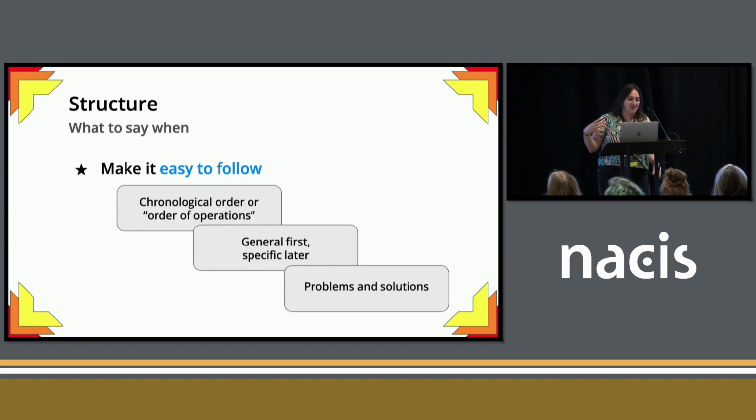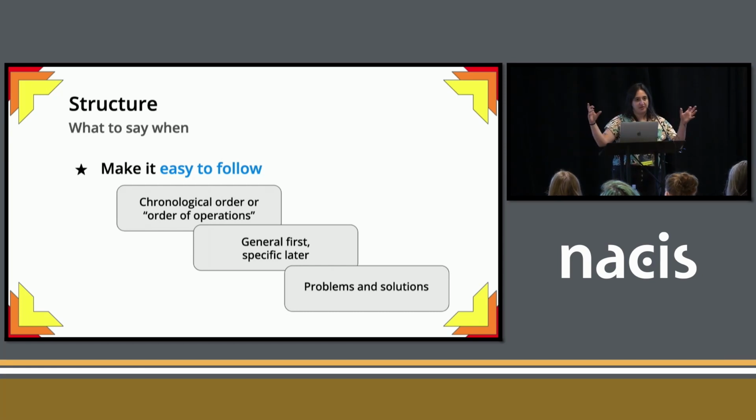Okay, so make it easy to follow. There are a lot of different ways to structure your writing depending on what you're writing. If you are describing the process of doing something, it's good to use chronological order. Do this first, then do this, then do this. Sometimes you're explaining a concept. In that case, you're going to want to start with the most general information at the top and then get more specific as you go.